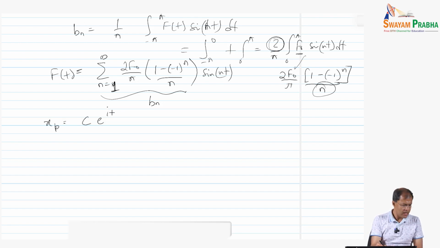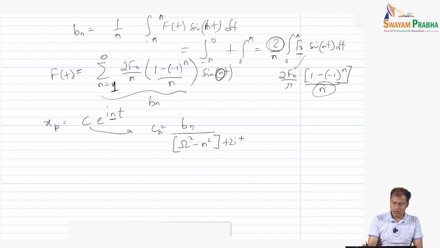This is c times e to the power i n t, where n is the frequency of the oscillation, n is the frequency of f of t. And c, the amplitude cn, comes out to be bn divided by, I'm just using the formula for the amplitude we described a few slides back, omega square minus n square plus 2 i k n. We rationalize this and we find that this is also equal to something else, and then of course my particular solution x will be this quantity cn times e to the power i n t, where cn depends on bn, right?